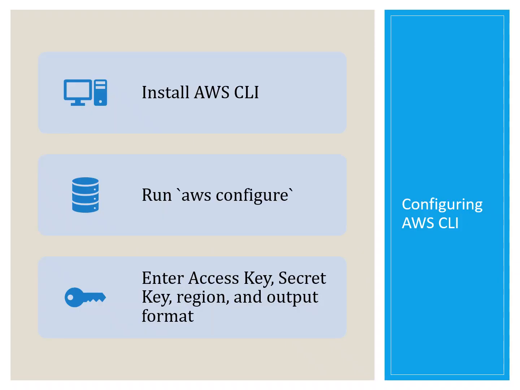Configuring AWS Command Line Interface. To use the CLI, you first need to install it. It works on Windows, macOS, and Linux. Once installed, you run aws configure. You'll enter your AWS access key ID, secret access key, default region, and output format like JSON or text. Just make sure you're using IAM best practices. Don't use the root user for configuration. Create an IAM user with programmatic access and correct permissions.